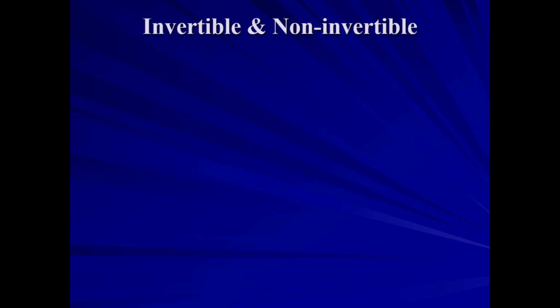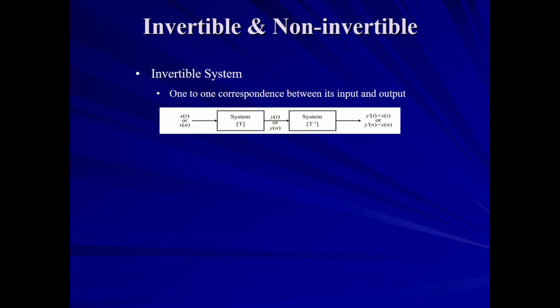Next one is the invertible and non-invertible system. So invertible system has a one-to-one correspondence between its input and output, like this one: x of t or x of n applied to a system generates y of t or y of n. If we inverse the system, T inverse, in this case y dash of t generates the same kind of input x of t, or y of n generates the similar kind of input x of n. So one-to-one correspondence between input and output. In this case, invertible system and inverse system is possible.